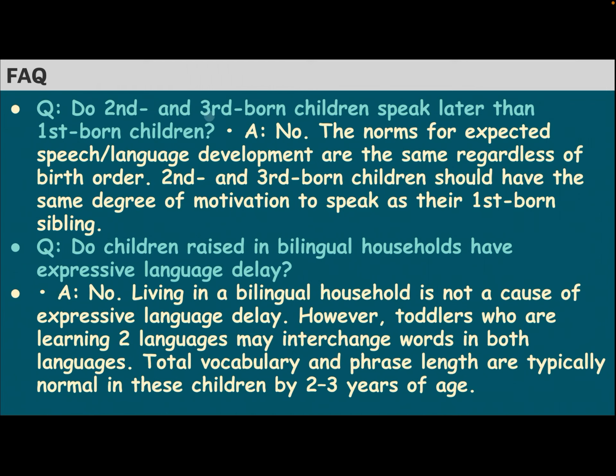Frequently asked question: do second and third born children speak later than first born children? Answer: no. The norms for expected speech and language development are the same regardless of birth order. Second and third born children should have the same degree of motivation to speak as their firstborn sibling. Question: do children raised in a bilingual household have expressive language delay? Answer: no. Living in a bilingual household is not a cause for expressive language delay. However, toddlers learning two languages may interchange words in both languages. Total vocabulary and phrase length are typically normal in these children by 2 to 3 years of age.